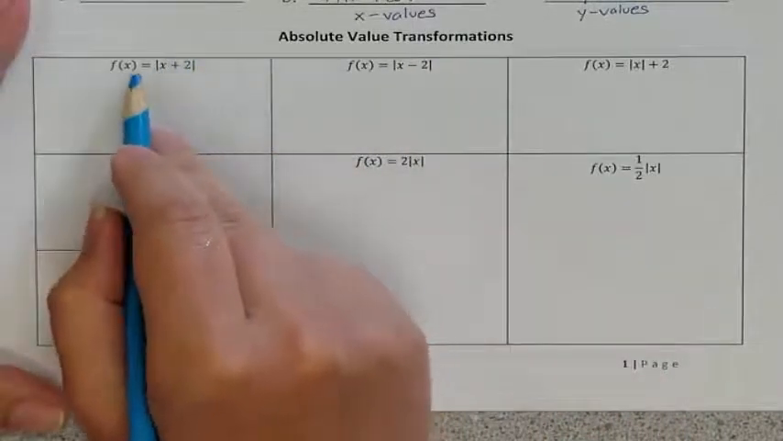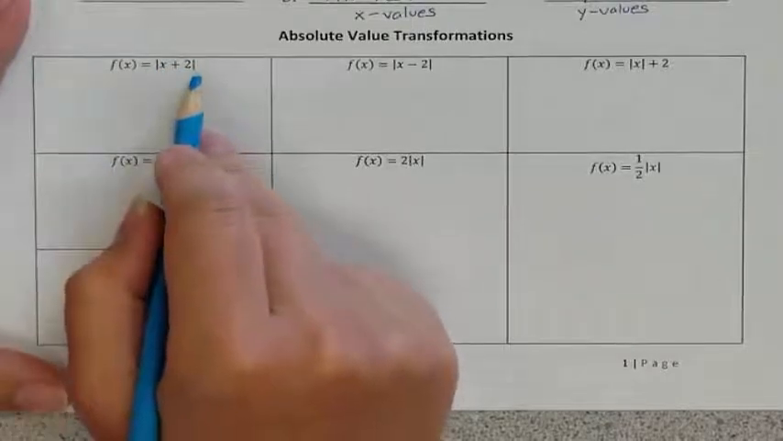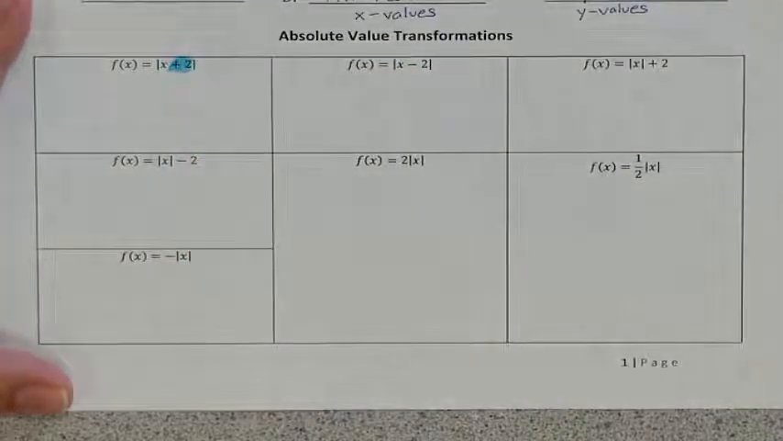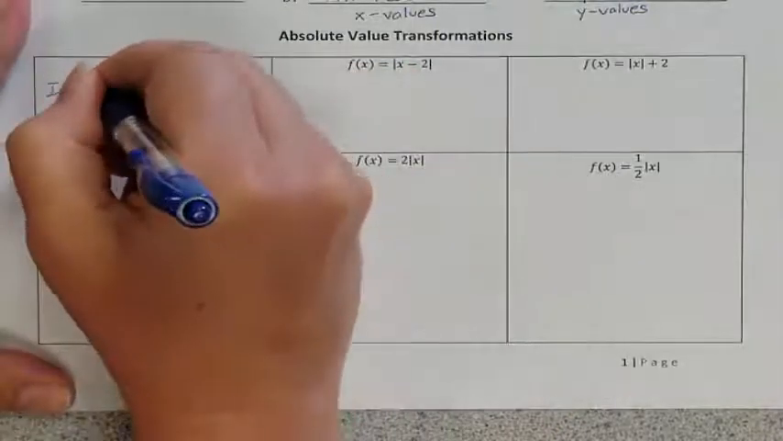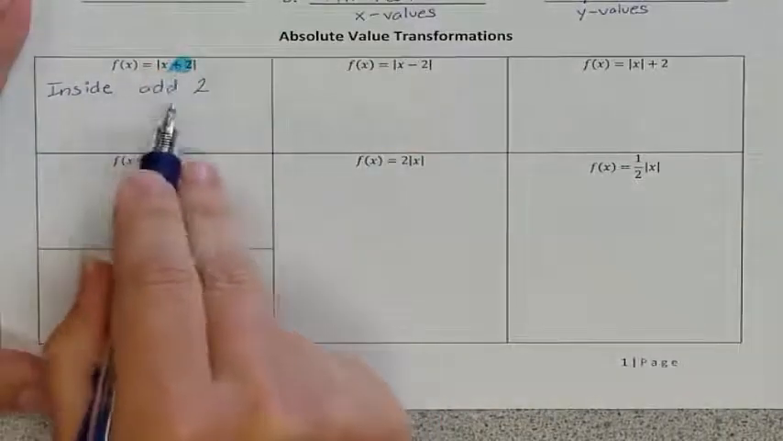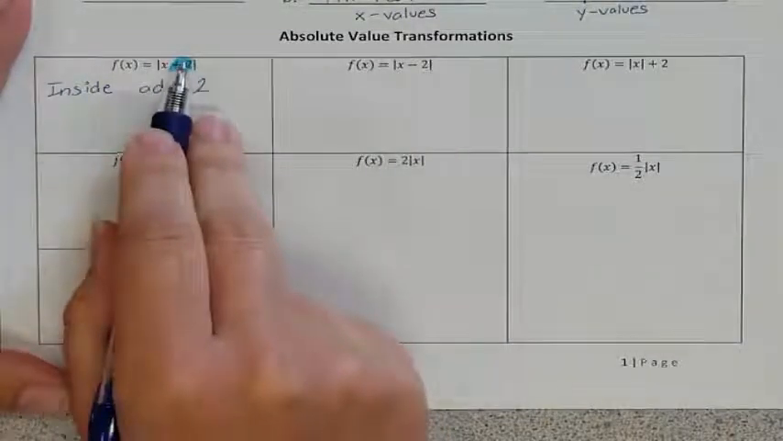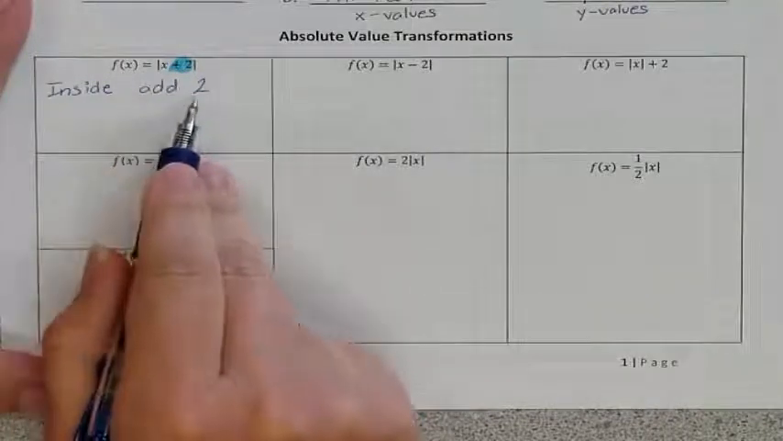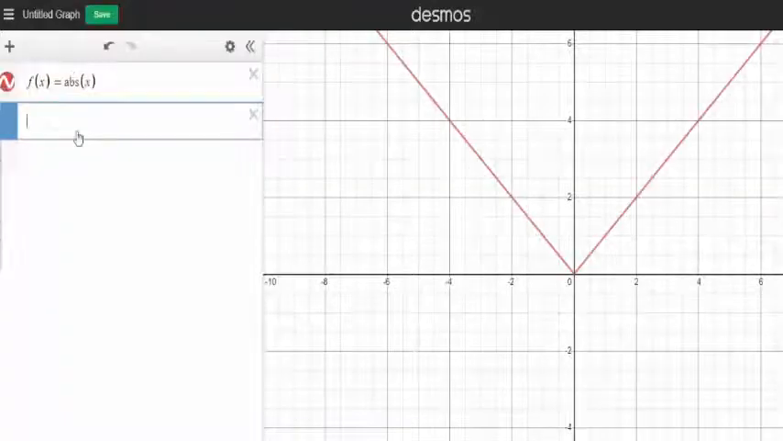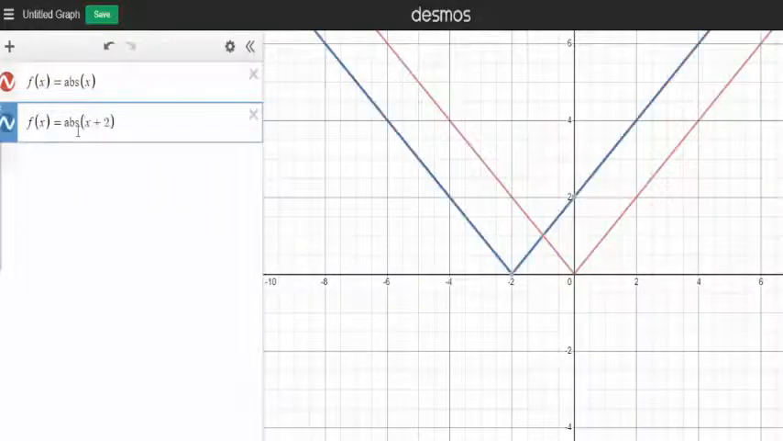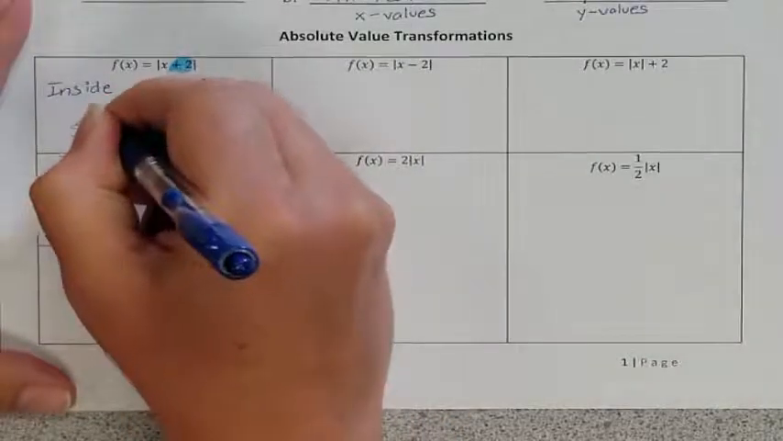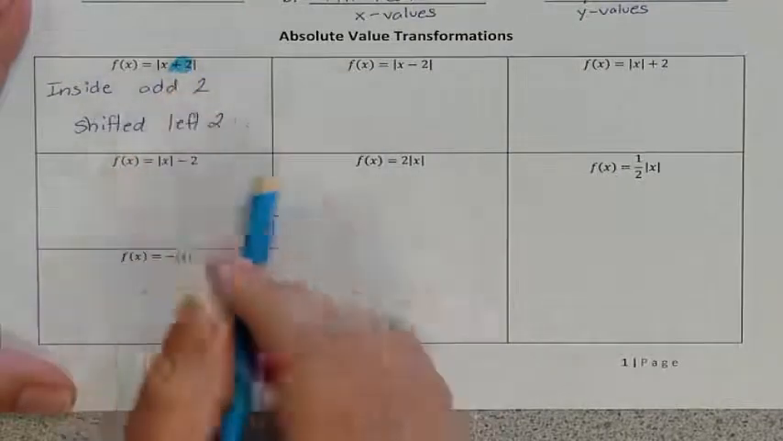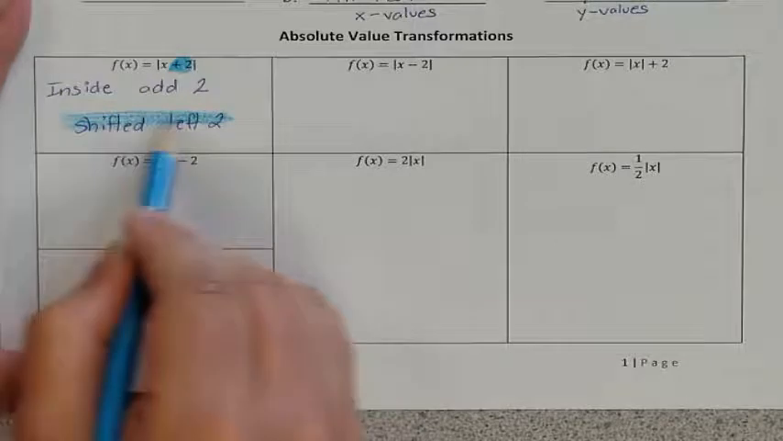The only difference between this problem and the parent function that we had was that inside here, I see that I have a plus 2. I need to describe that. On the inside, I saw an added 2. If you recall from the practice activities that you've done the last few days, an inside add 2 told us to shift to the left 2.